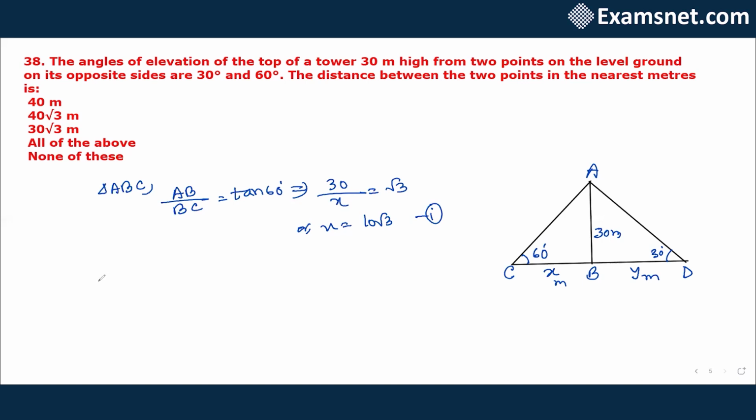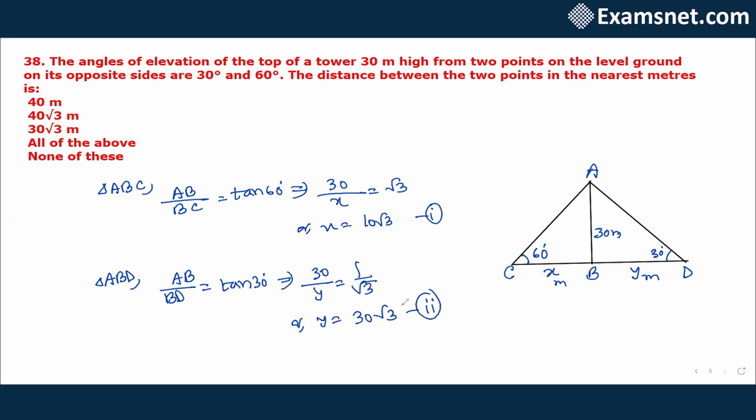Next, considering the second triangle ABD, we can write AB by BD equals tan 30-degree. Let's put all those values. So here 30 by y equals 1 by √3. After cross multiplication, we'll get the value of y as 30 √3. Let's name it equation number 2.